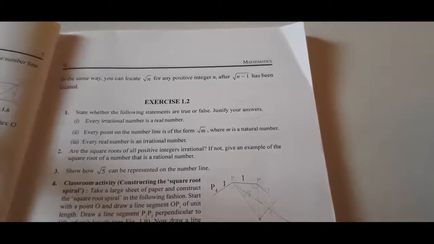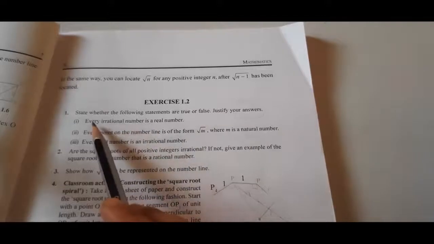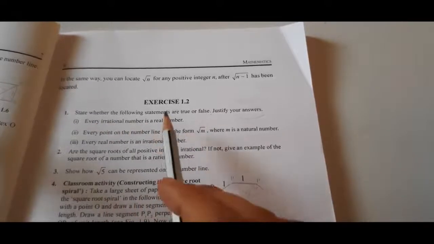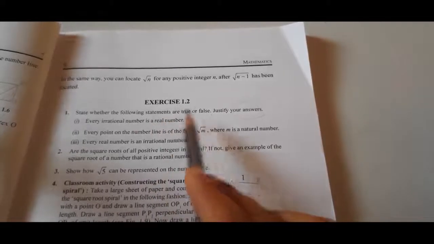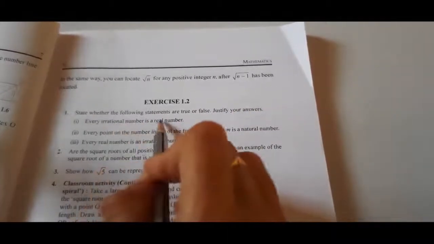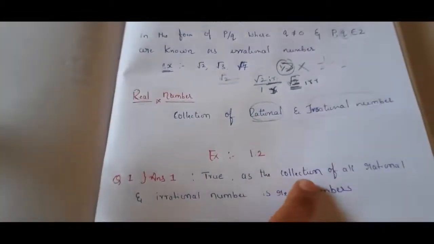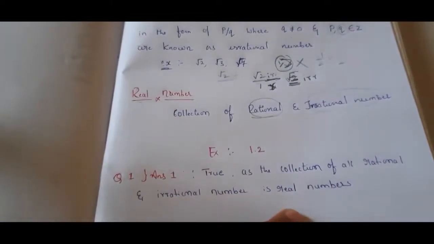The collection of all rational numbers and irrational numbers is called what here? Real numbers. So we can say every irrational number is a real number. Real number means what here? Collection of rational and irrational numbers. So every irrational number becomes what here? A real number. So the answer is true, as the collection of all rational and irrational numbers is the real numbers.